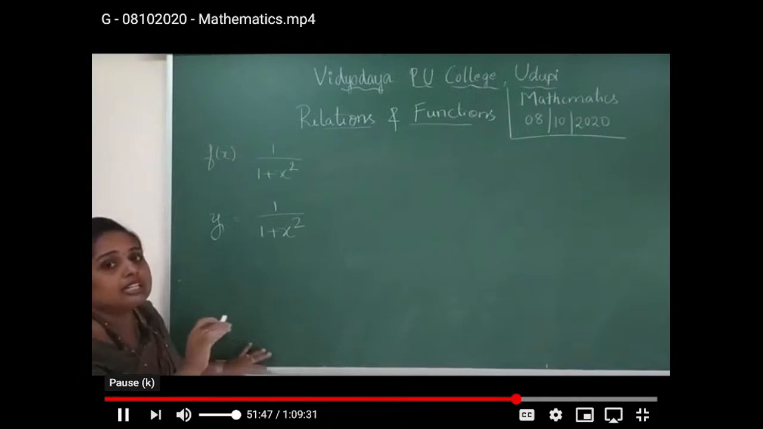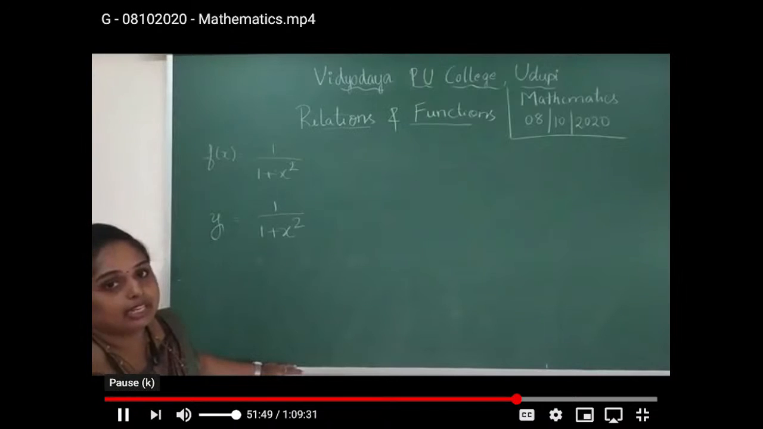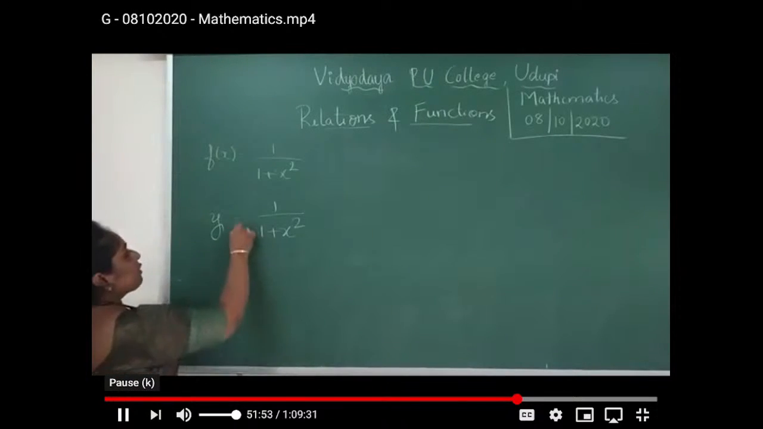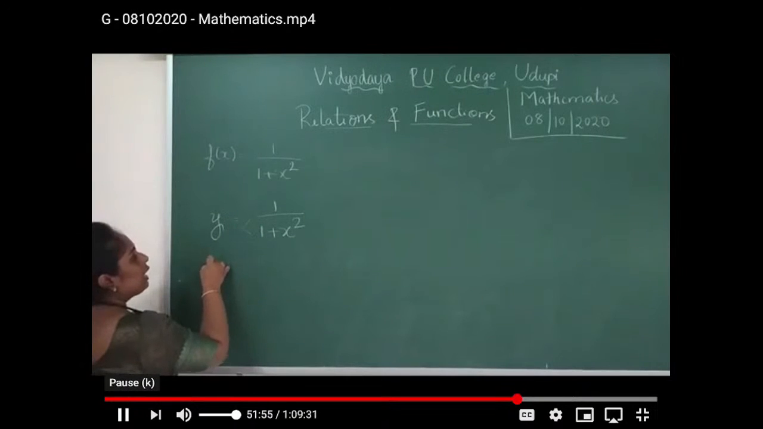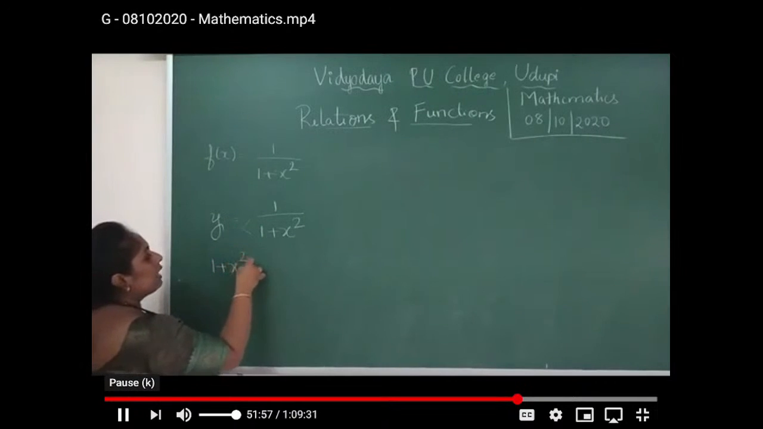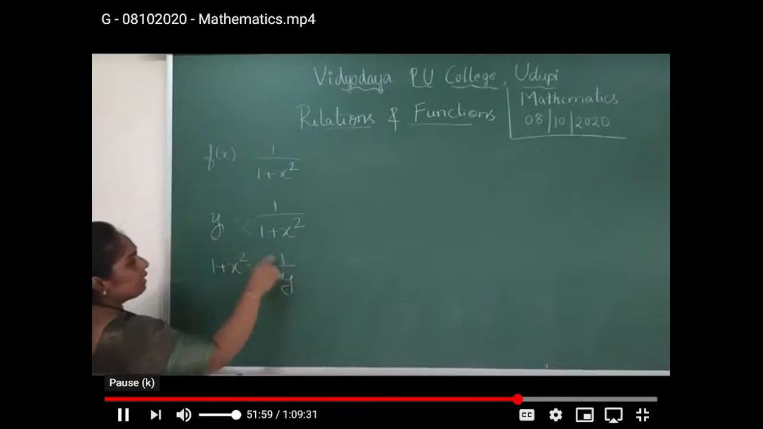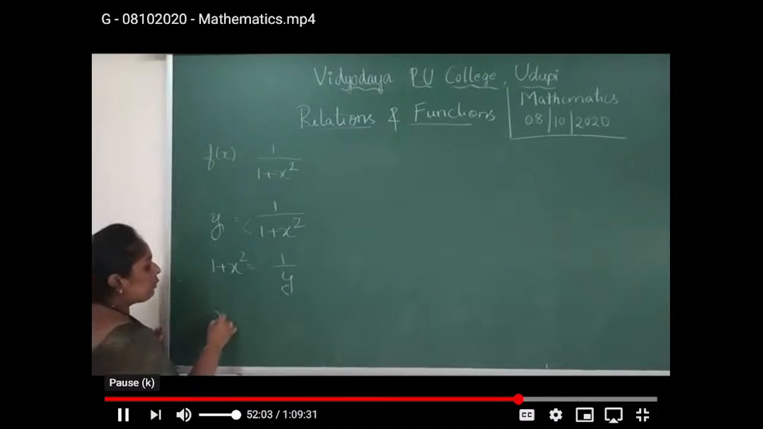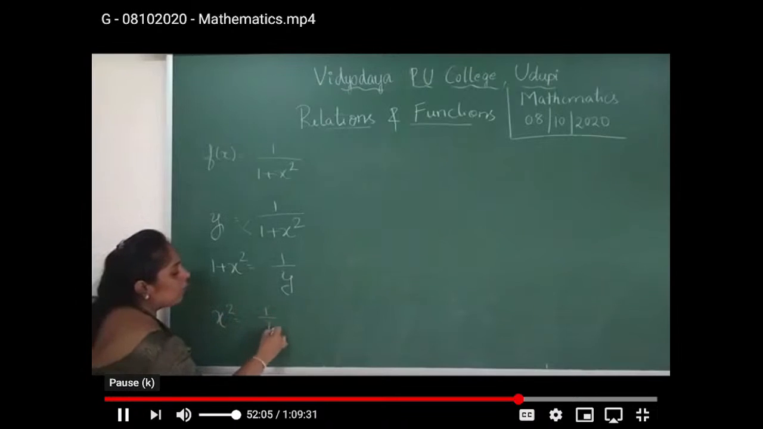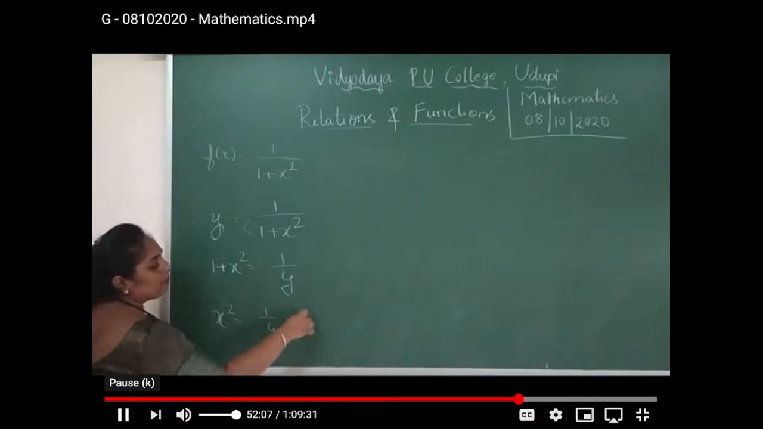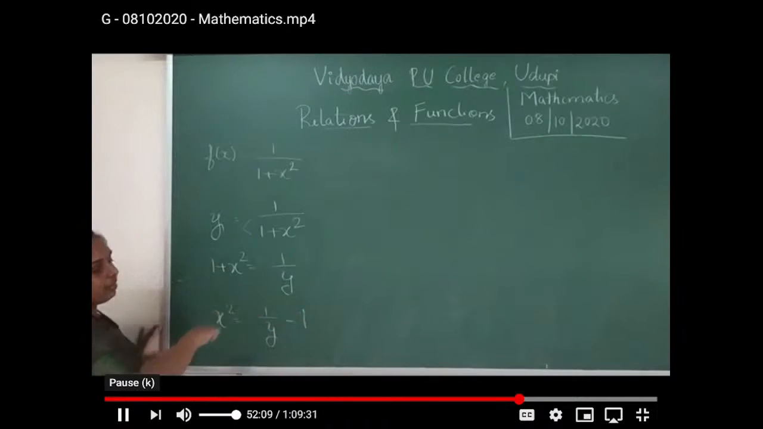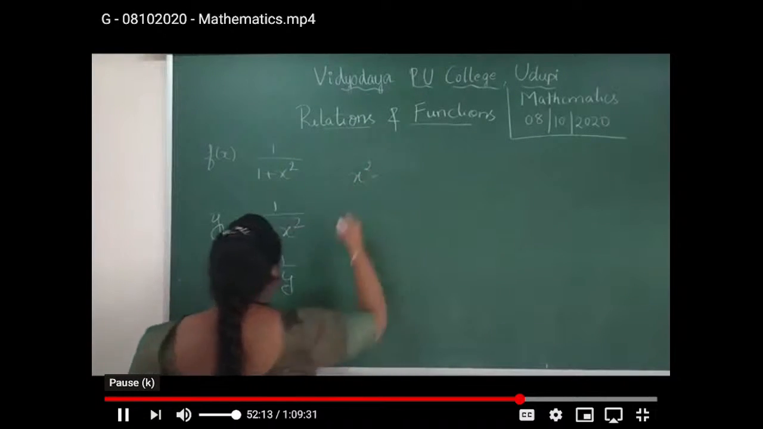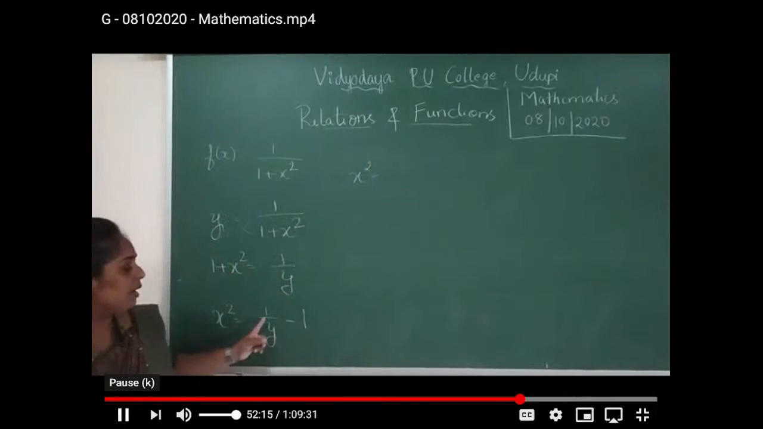How? Let us check what the value of y is. For that I can make out the range, because y is the range, x is the domain. So if I cross multiply, 1 plus x square will be 1 divided by y. Y you shift here, this you shift here. And x square will be 1 by y minus 1. That 1 you shift here. Now x square will be, here you take LCM.